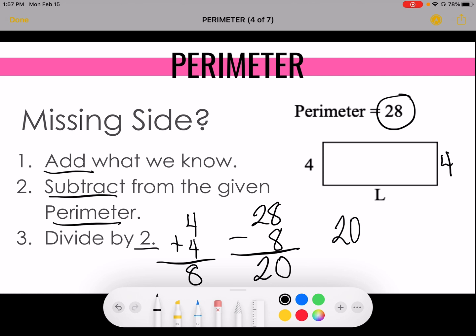So 20 divided by 2. Or I cut 20 in half. So half of 20 is 10. So length is equal to 10. If it's 10 on bottom, it's 10 on top. I can check myself by adding all 4 sides. So 10 plus 10 makes 20, plus 4 makes 24, plus 4 more makes 28. So we got our 28. So that means the length is equal to 10.